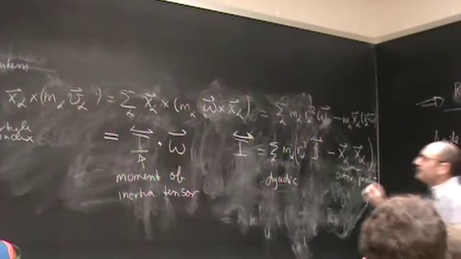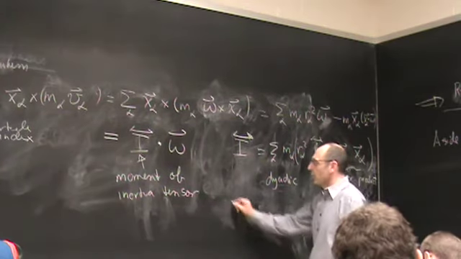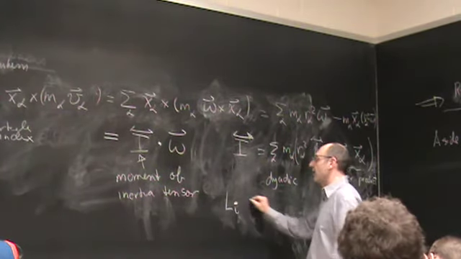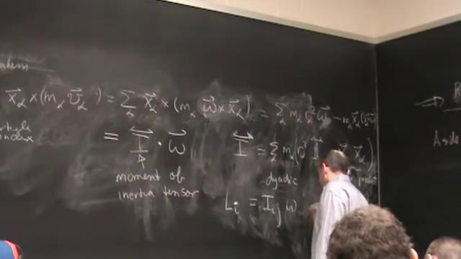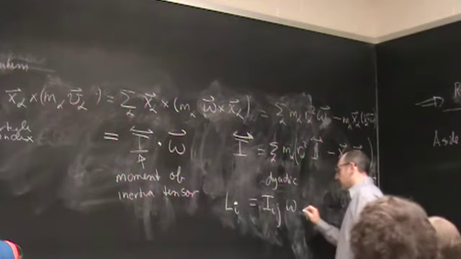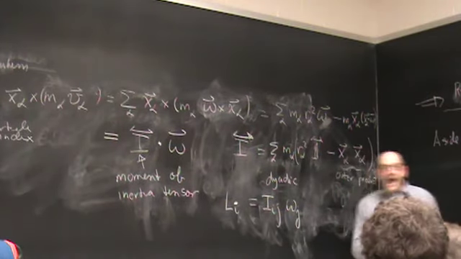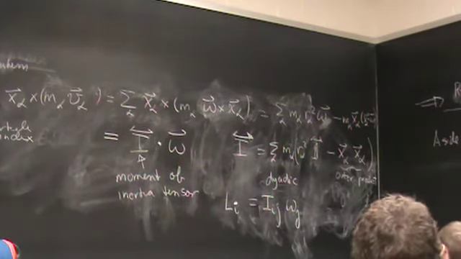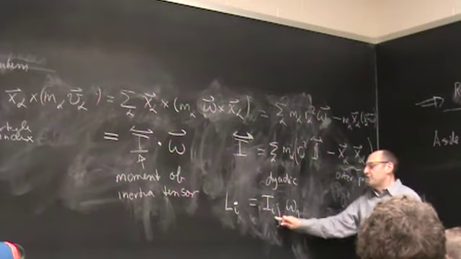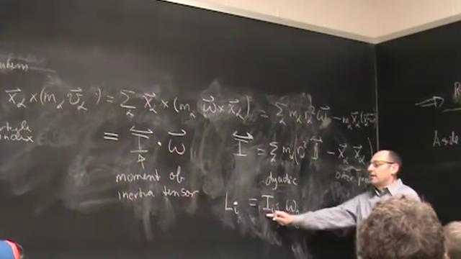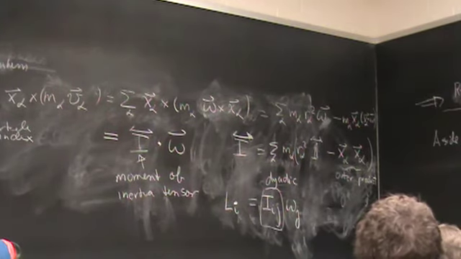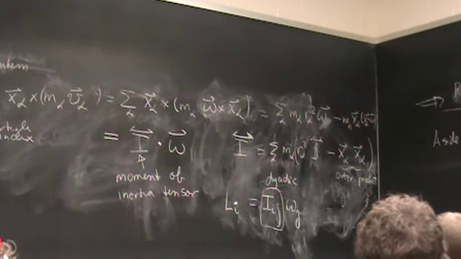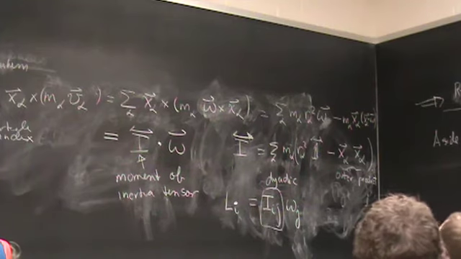What this means, stated another way, is if I look at the ith component of the angular momentum, that's not just proportional to the ith component of the angular velocity, but instead is a matrix multiplication. And this matrix is what we call the moment of inertia tensor. And its components are here.